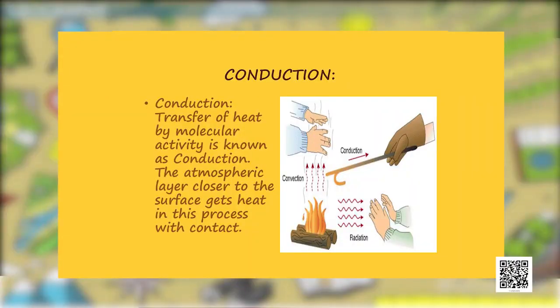What is conduction? The air in touch with the land gets heated gradually, and the higher layers in contact with the lower layers also get heated. This process is called conduction. Conduction takes place when two bodies of uneven temperature are in contact with one another.